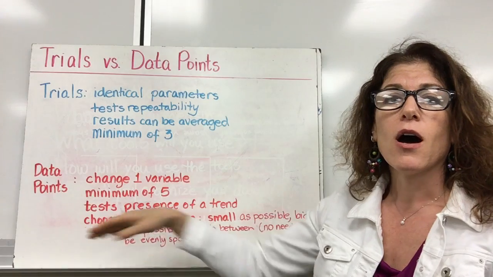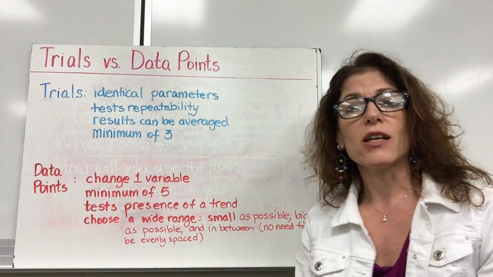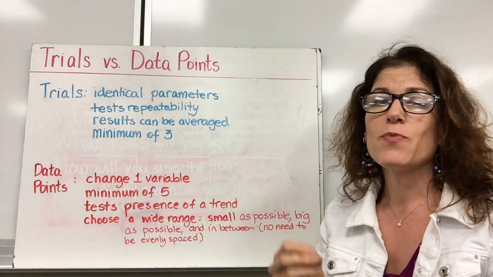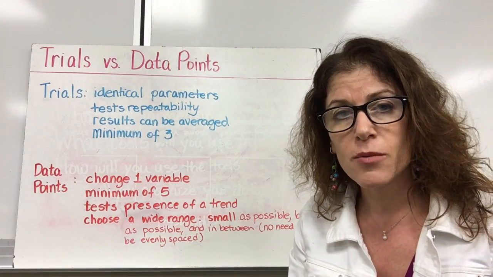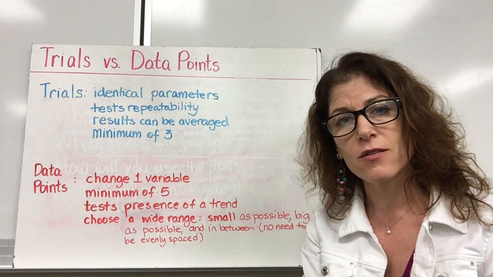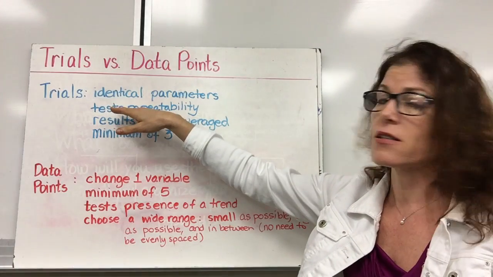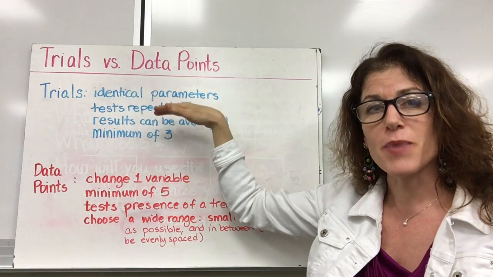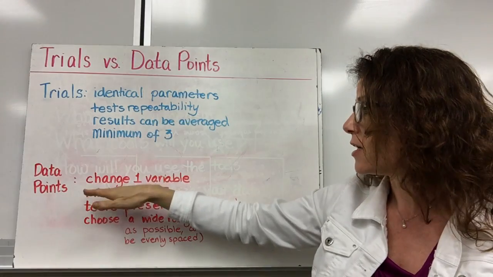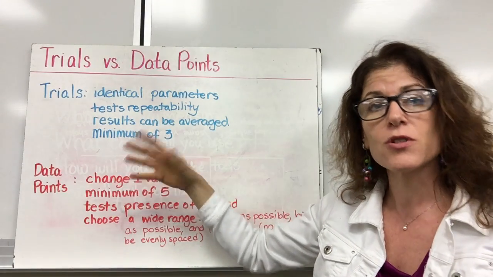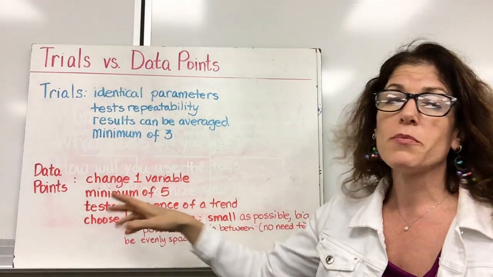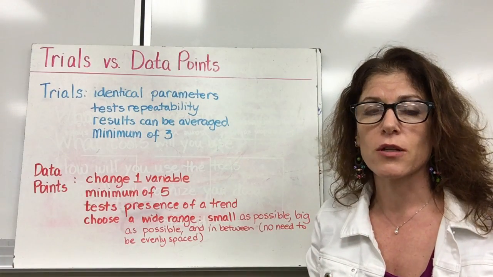Data points are when you make a change to test if there's a trend or not. So you would make a change in the independent variable and see what happens to the dependent variable. In trials, we're keeping the same independent variable and checking the dependent variable over and over again. Here you're changing the independent variable to see its effect on the dependent variable. So you do a minimum of 5 unless you're told otherwise.